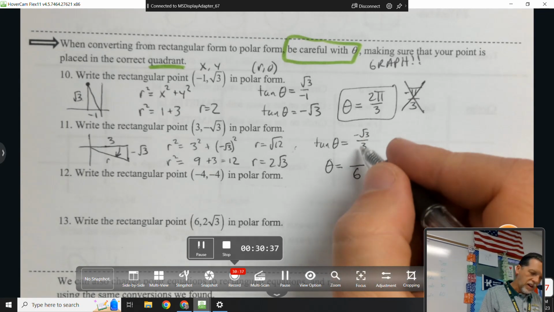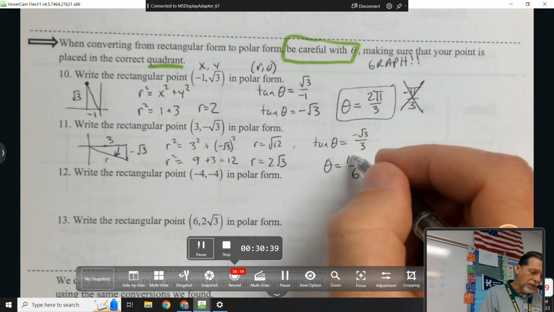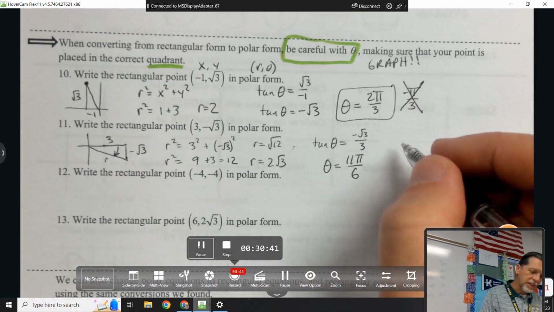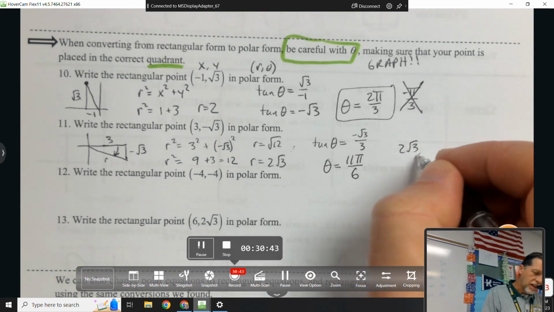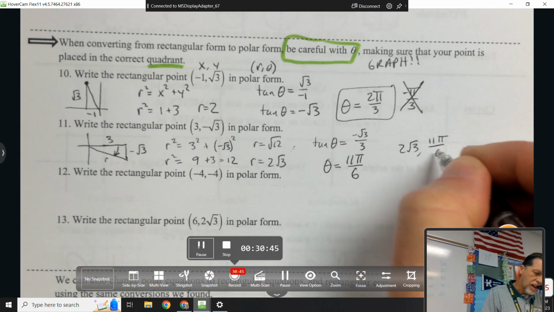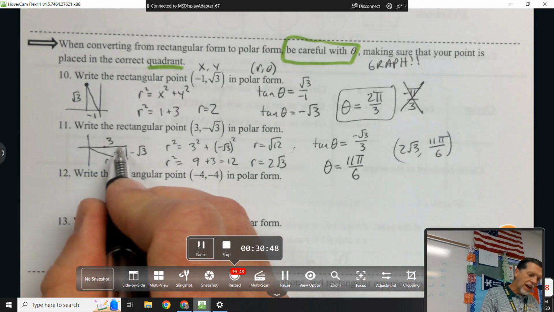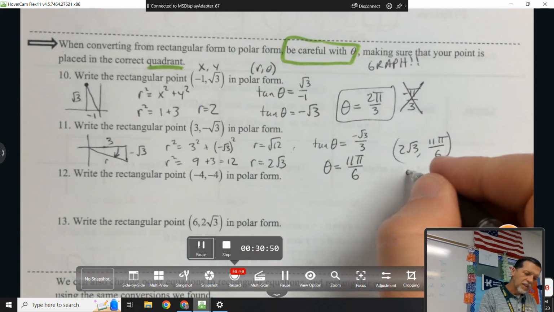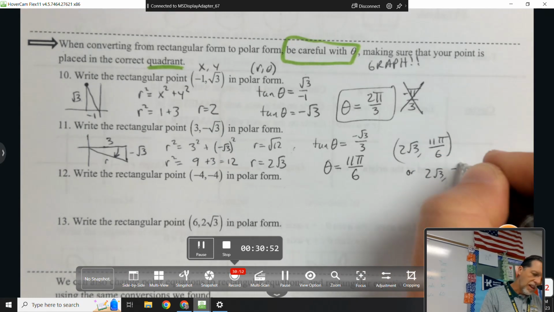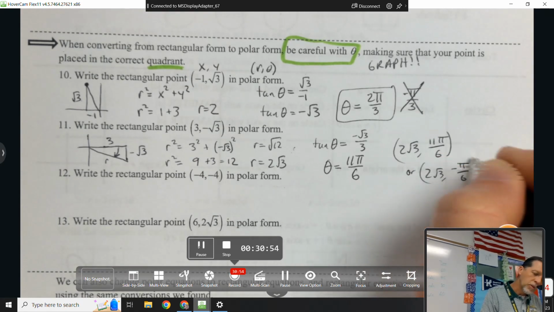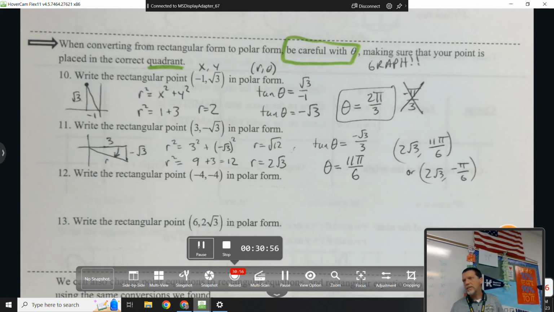Yeah, it completely doesn't matter. Luke answered first, so we'll go with 11 pi over 6. But if you looked at that and saw negative pi over 6, that's completely okay, because there's more than one way to name a point in polar form. Not in rectangular form, but in polar form.